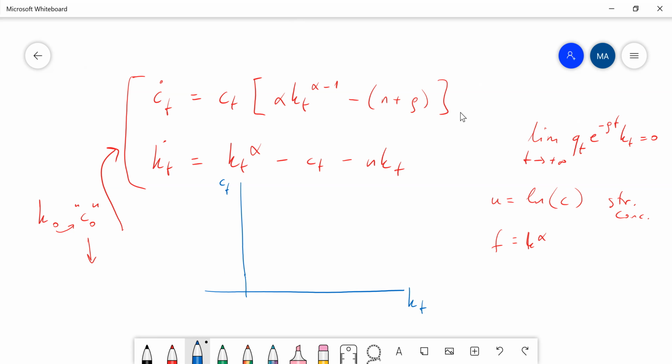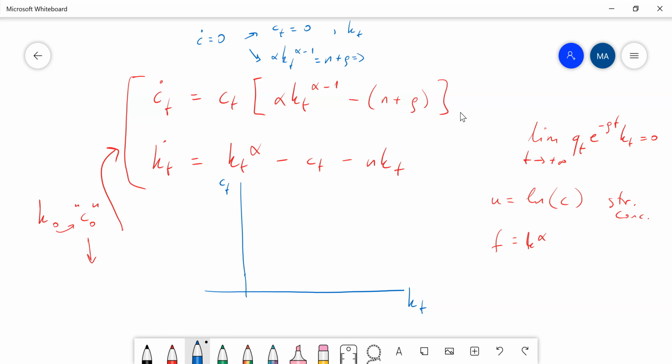What about steady states? Let's look at the first equation. The C dot equals 0 locus either features C equals 0, and any K would work, or it would feature alpha K_t to the alpha minus 1 equals n plus rho, right?